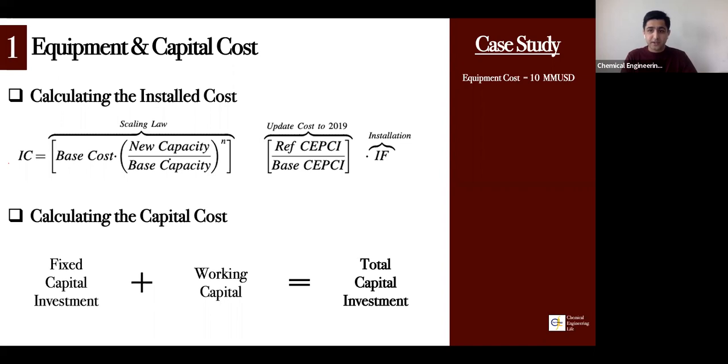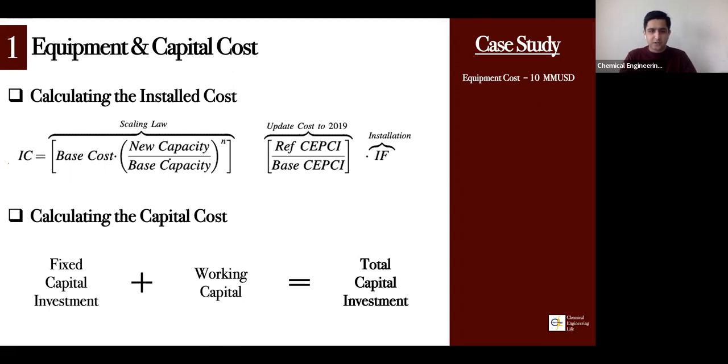So what we have done so far is that we found the price for our capacity, then we converted that price to your current year, and then finally, like I said in the very beginning, you need to find the cost once the equipment has been installed. Then we multiply that price with our installation factor. The installation factor itself is very different for each equipment, and that can also be found from literature. For the purpose of this webinar, I have selected my equipment cost to be $10 million.